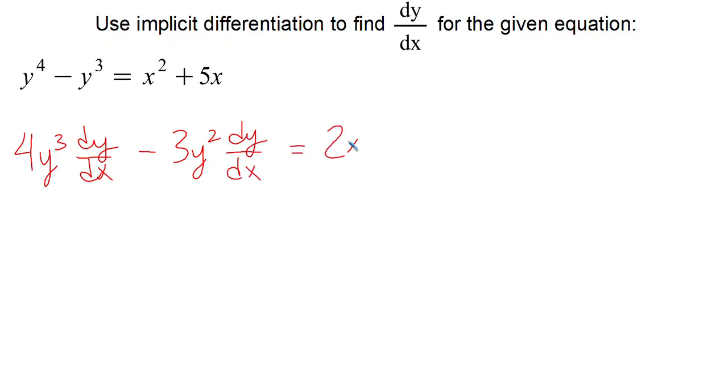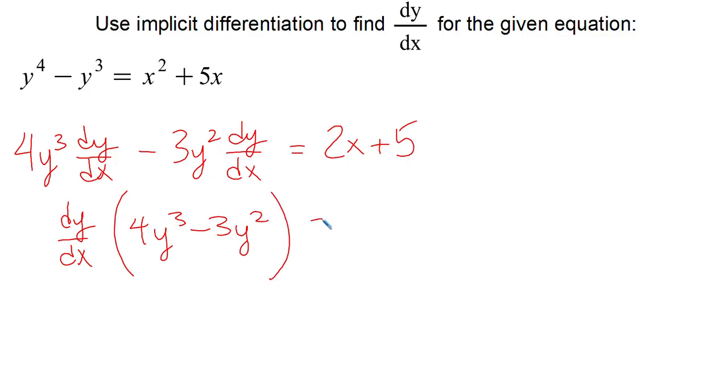On the other side, we just take our derivatives as we normally would. Derivative of x squared is 2x, and the derivative of 5x is just 5. We'll factor out our dy/dx on the left-hand side, giving us 4y cubed minus 3y squared. Oops, I don't know why I wrote an equal sign there. But we're factoring that out, and that's equal to 2x plus 5.